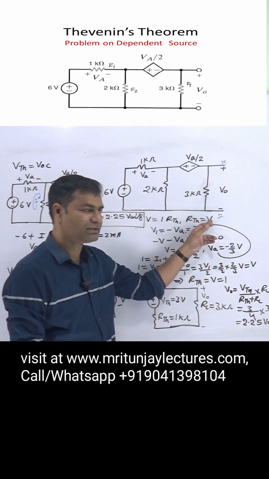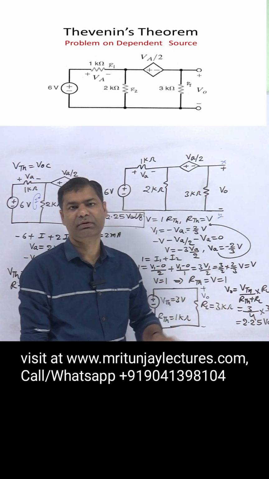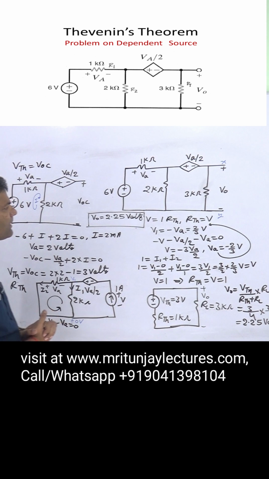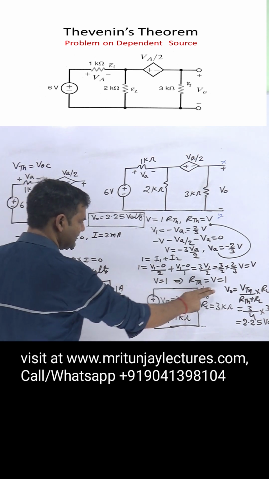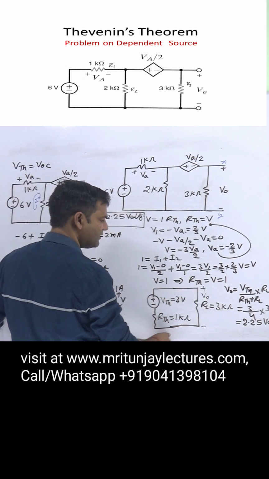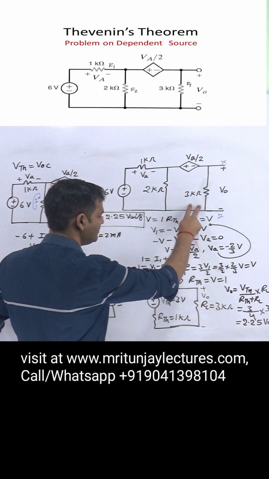V is nothing but RTH, so RTH is 1 kilo ohm. Clear? After that, I know that VTH is 3 volt, and RTH is 1 kilo ohm. This will be put here. And what about RL? RL is 3 kilo ohm.